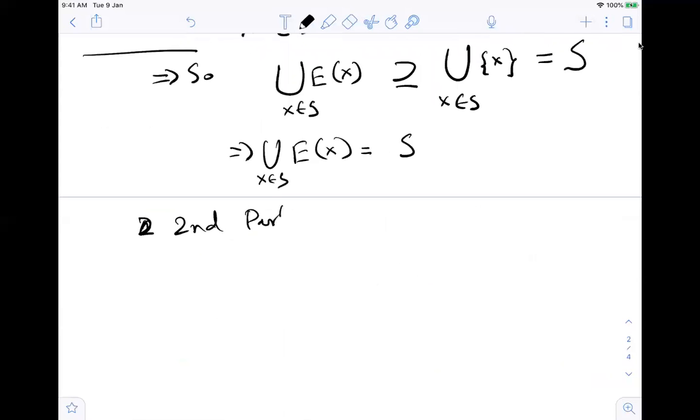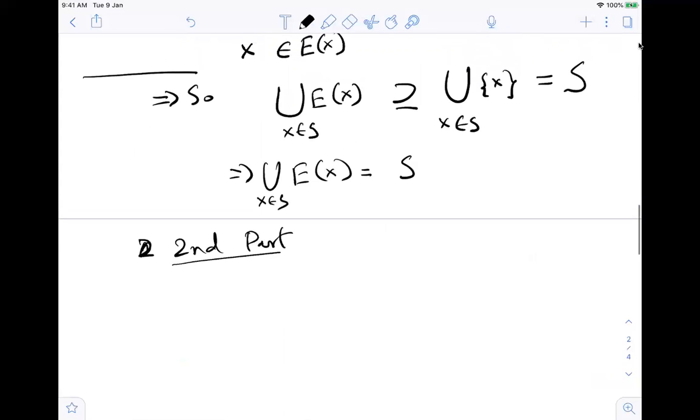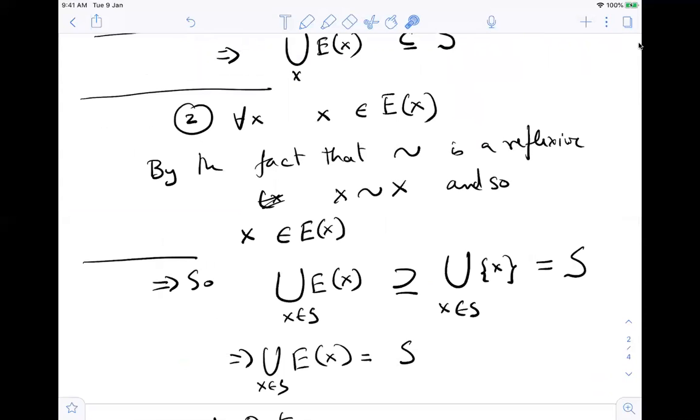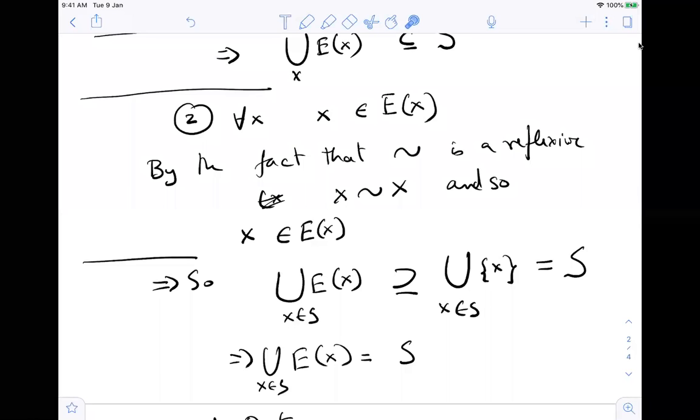Sir, can you please repeat this reflexive thing once more? Oh, this reflexive thing. Okay. So what is this quantity? This is an equivalence relation. So what is an equivalence relation? By definition, an equivalence relation is something that is reflexive, transitive, and symmetric. Right? So I'll just focus on the reflexive part of it.